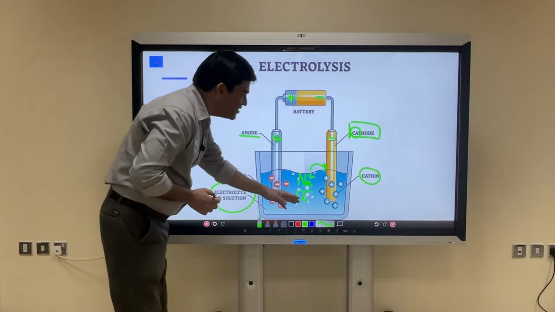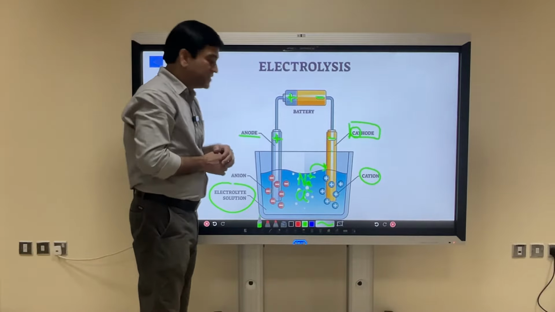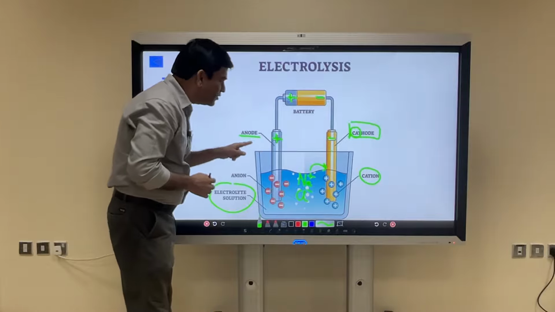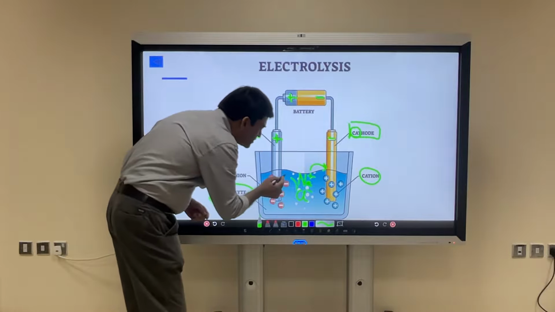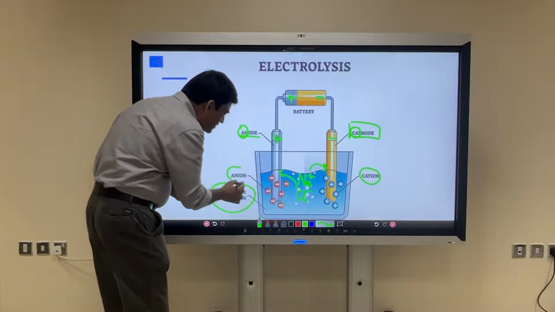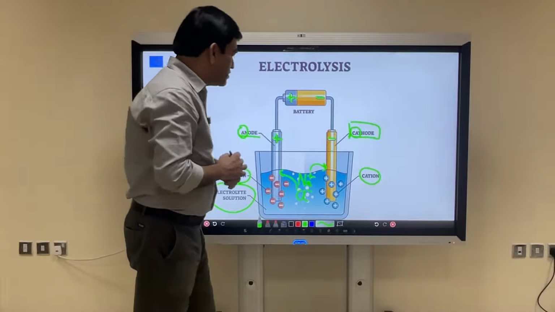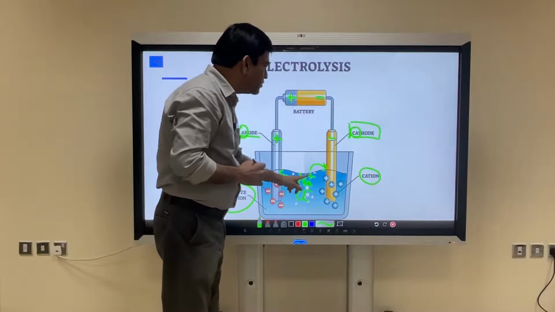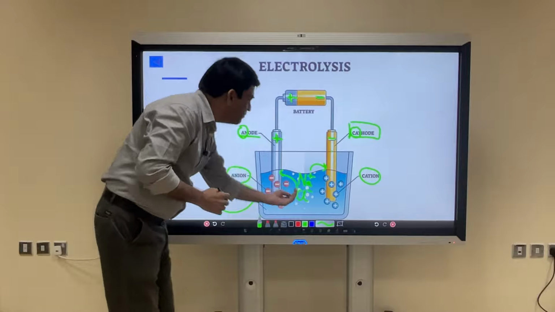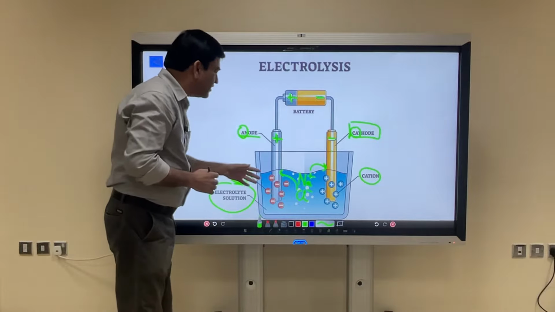Now Cl- has a negative charge. Cl- will go towards the positive charge. The positive electrode is known as the anode. So Cl- will go towards the anode, and that is why it's known as an anion. So positive ions go towards the cathode, and that is why they are known as cations. Negative ions move towards the anode, and that is why they are known as anions.